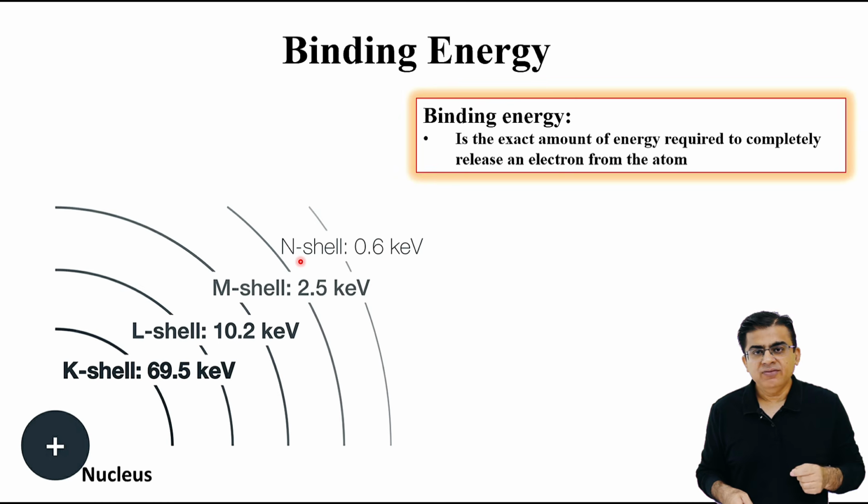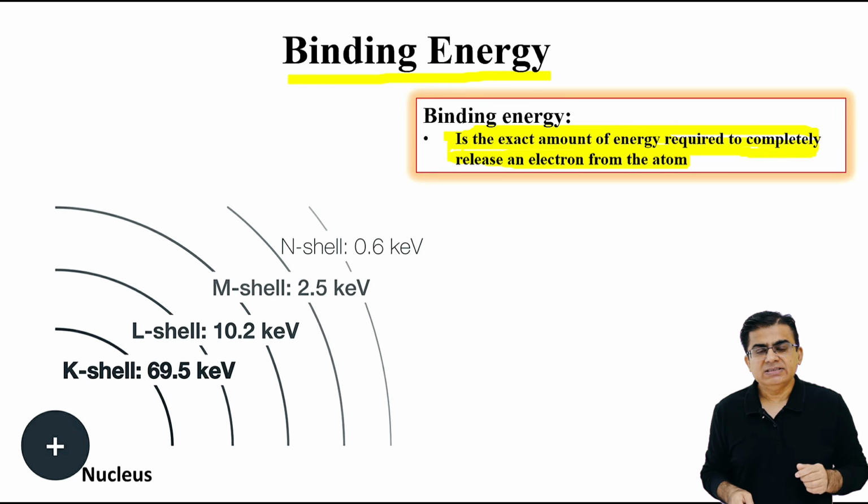Now let me introduce a very important concept called binding energy. I taught you about binding energy in my previous class. Understanding binding energy is mandatory for today's topic. Binding energy is the exact amount of energy required to completely release an electron from the atom. Once again, binding energy is the exact amount of energy required to completely release or eject an electron from the atom.